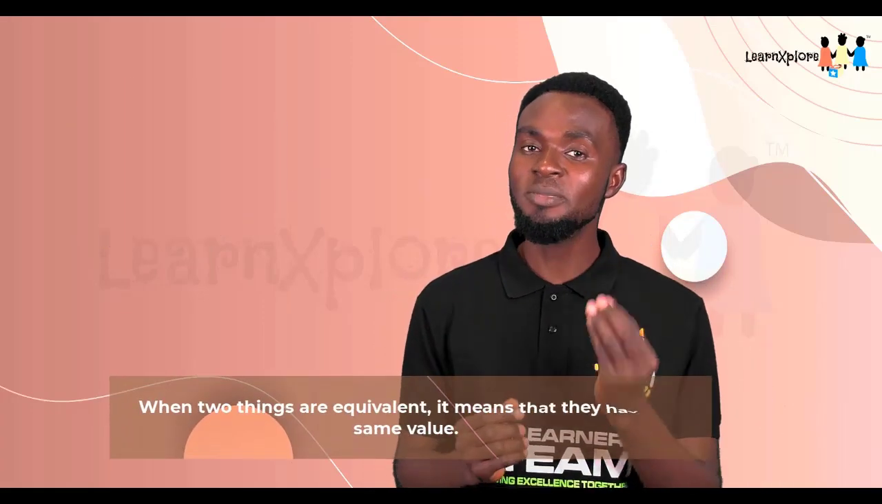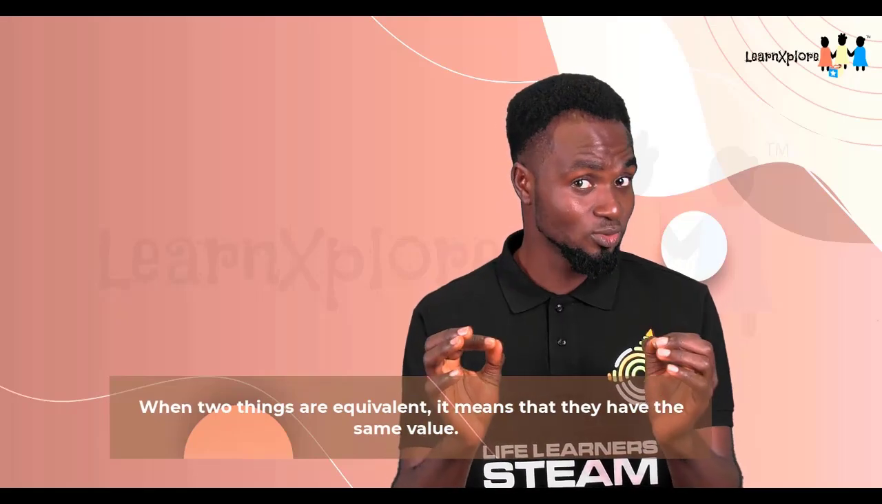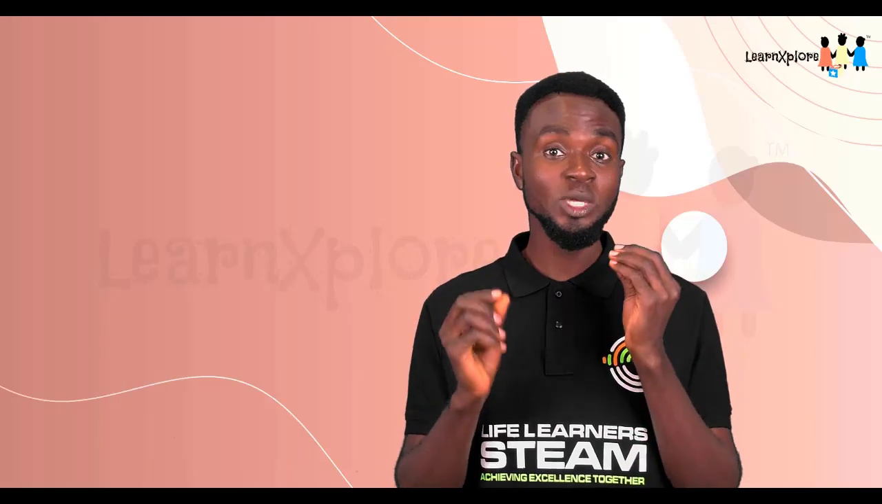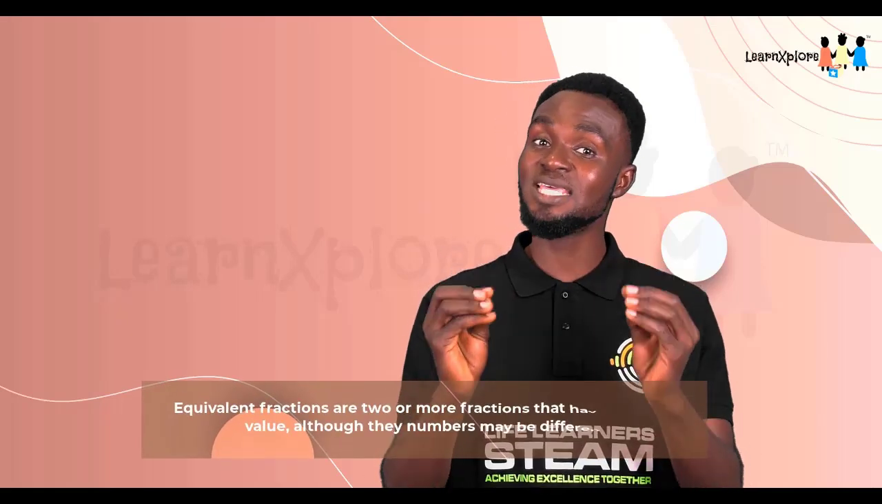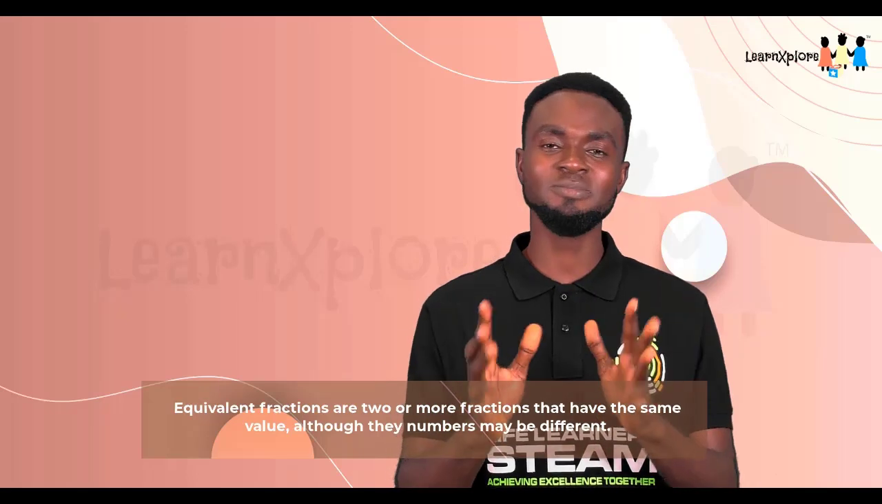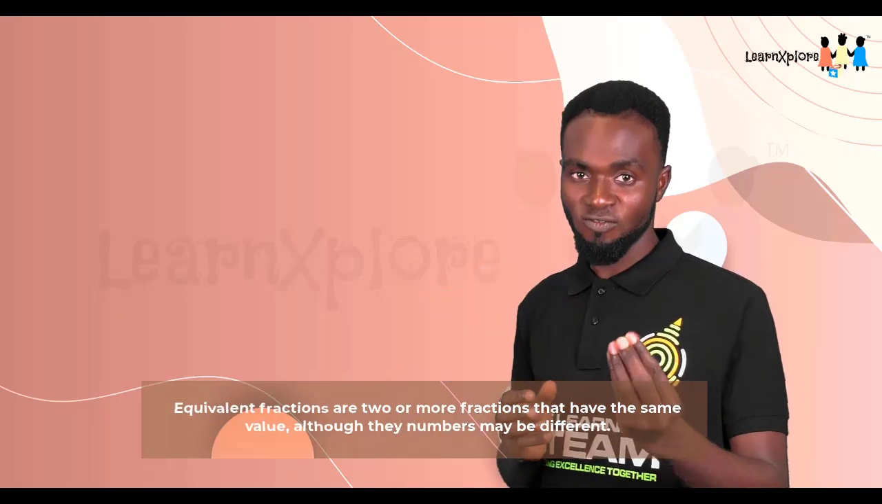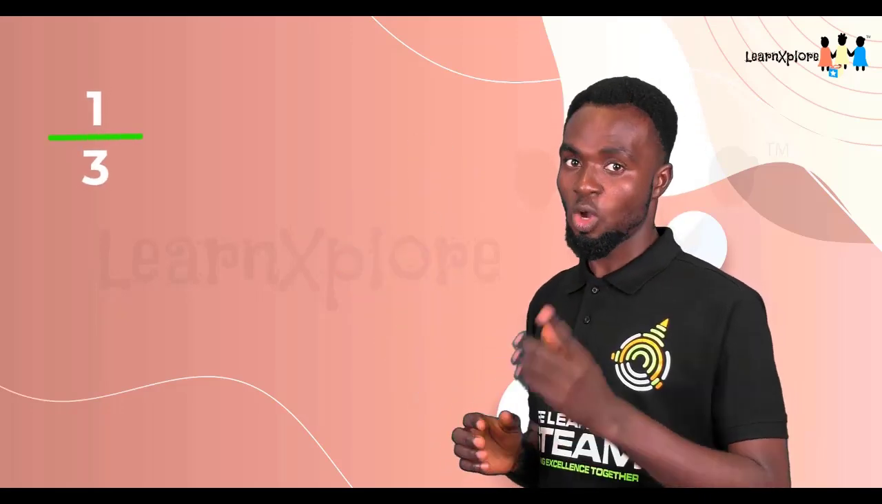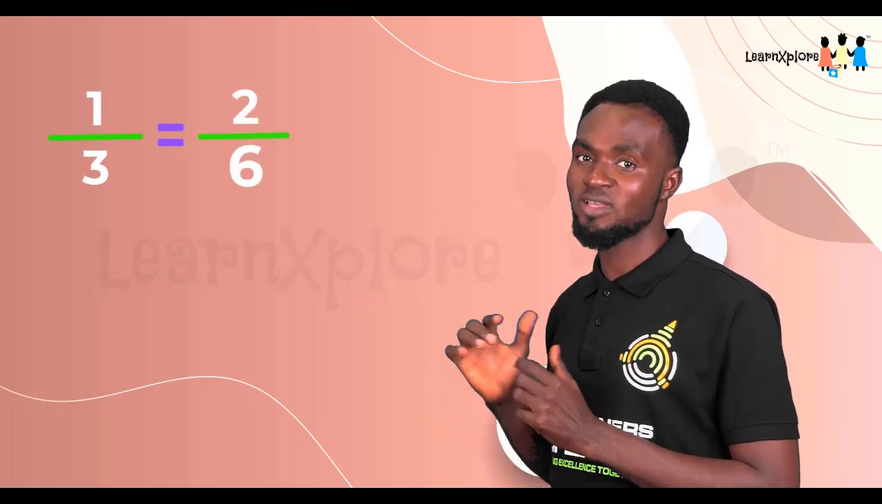Do you also know that when we say two things are equivalent, we mean that they have the same value? So when we talk about equivalent fractions, we're talking about two or more fractions that have the same value, although the numbers may be different. For example, if you have 1/3, 1/3 is equal to 2/6.